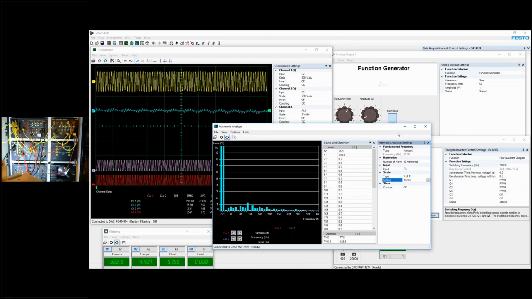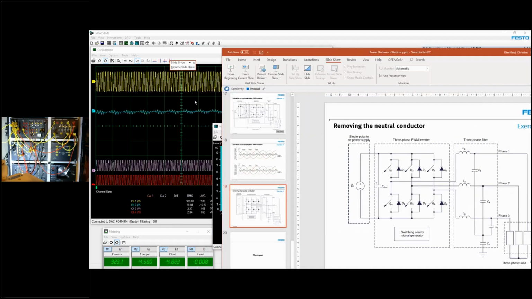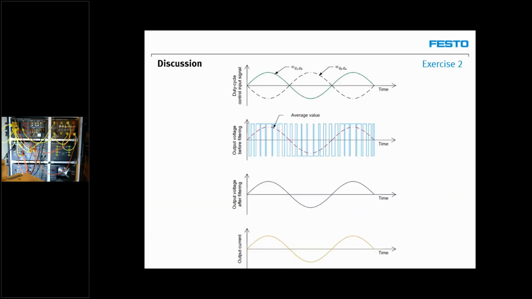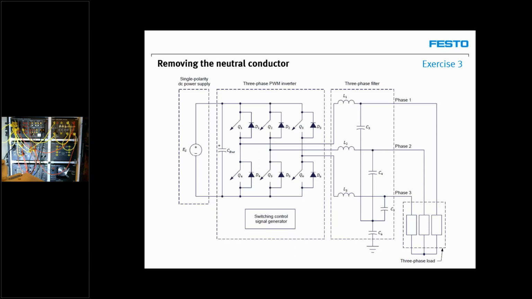Perfect. Good. So let me connect just this circuit here. I will bring it back to the front here. So this is the circuit I will be connecting now. This one here. If you want to follow me on the system here, I will.